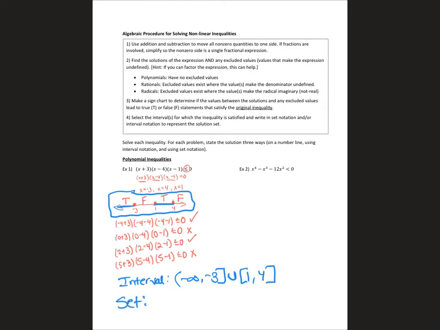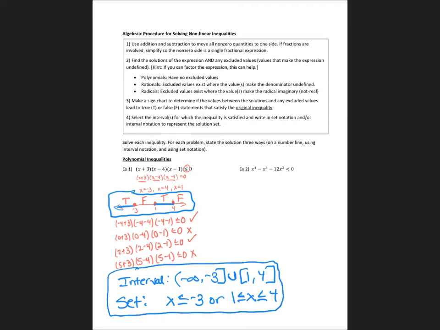Set notation would be x is less than or equal to -3, or x is greater than or equal to 1 and less than or equal to 4. So that would be my solution set, writing it both as an interval notation and in set notation.